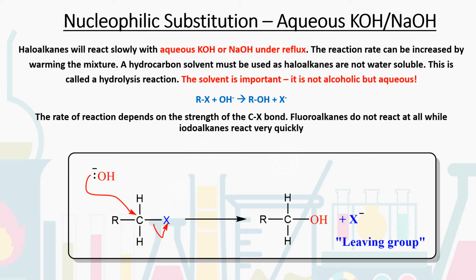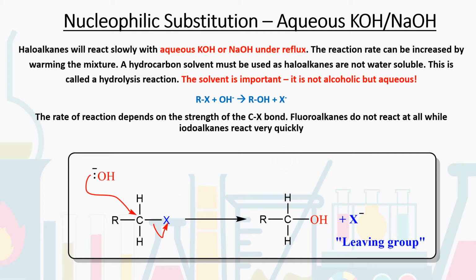Now, the rate of the reaction will depend again on the strength of the C-X bond. Fluoroalkanes do not react at all, while iodoalkanes react very quickly because they have the weakest C-X bond enthalpy. And so overall, what we've done in this example is take our aqueous potassium hydroxide or sodium hydroxide. Essentially, what we consider it to be is a hydroxide anion, OH-. We have our arrow going from the lone pair on the hydroxide anion, starting from there, moving to the electrophile, which is our haloalkane, to the delta positive carbon, the electron deficient carbon.